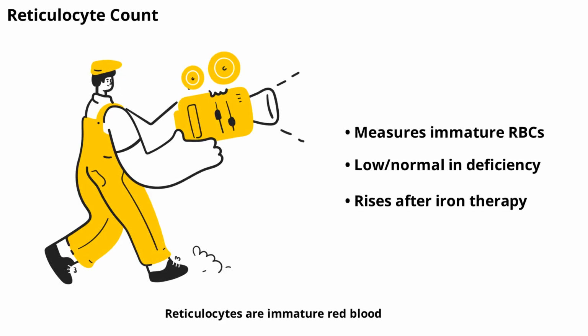Reticulocytes are immature red blood cells released from the bone marrow. The reticulocyte count helps assess bone marrow response to anemia. In iron deficiency anemia, the reticulocyte count is usually low or normal, reflecting the limited availability of iron for new red blood cell production. After iron therapy begins, a rise in reticulocyte count can indicate a positive response to treatment.